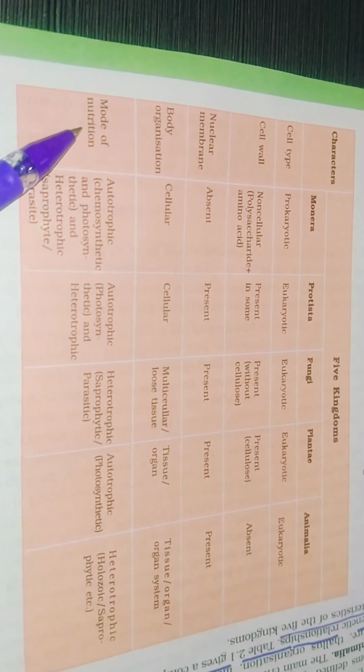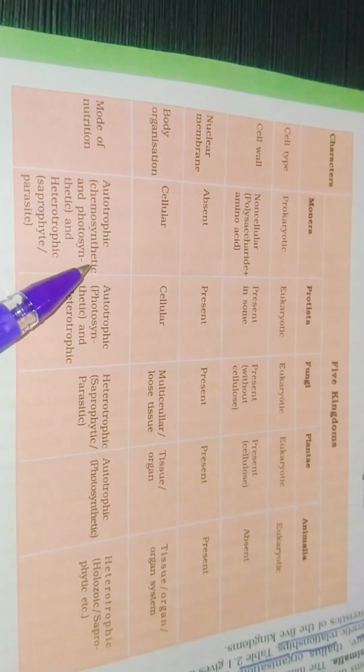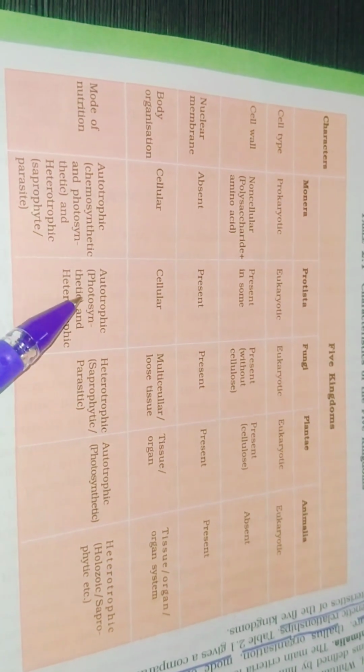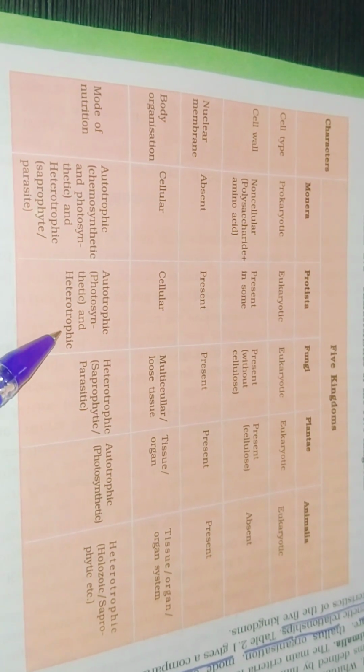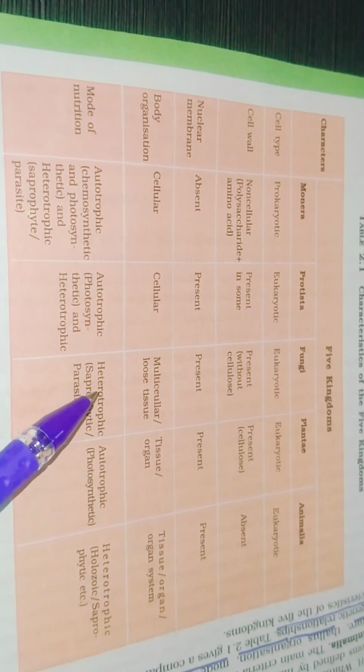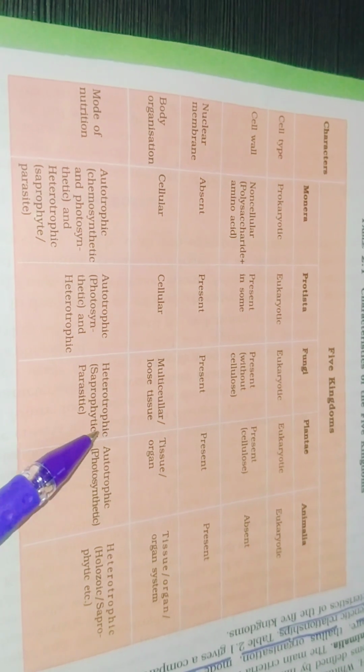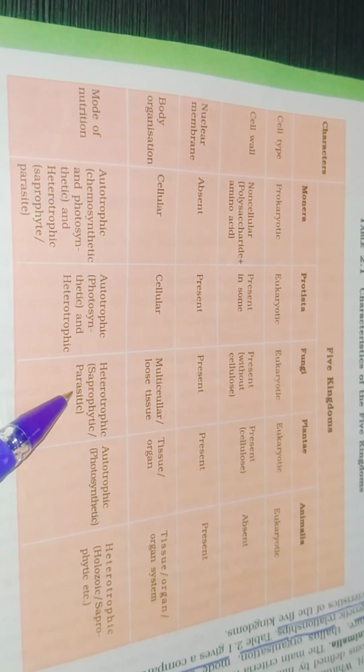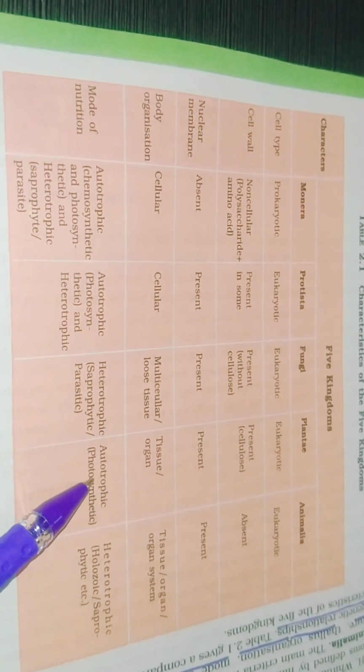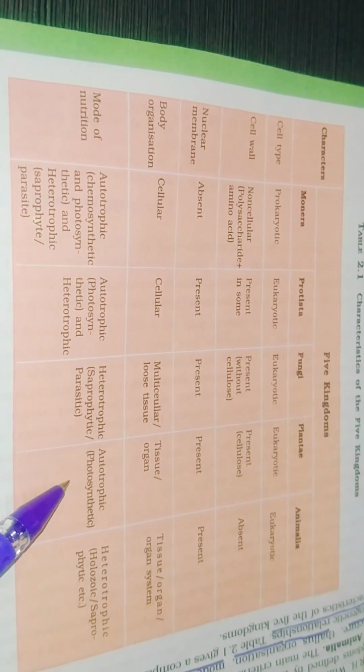The next character is mode of nutrition. So Monera has autotrophic, chemosynthetic and photosynthetic modes of nutrition, and also heterotrophic, and in heterotrophic they are saprophyte and parasite. Protista are autotrophic, photosynthetic and heterotrophic, having different types of modes of nutrition. Next are fungi, they are all heterotrophic, saprophytic as well as parasitic. And Plantae are all autotrophic, means they prepare their food with the help of photosynthesis. The last one, the kingdom Animalia, members are heterotrophic, holozoic and saprophytic.